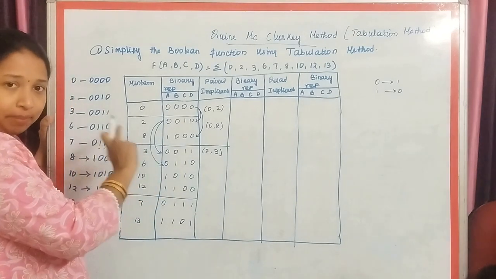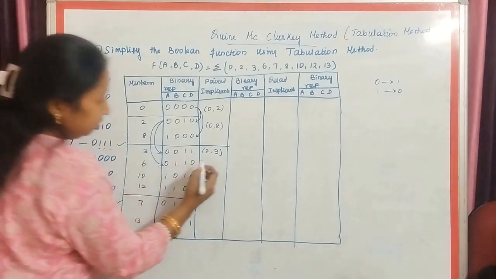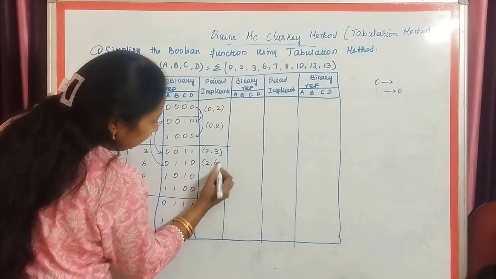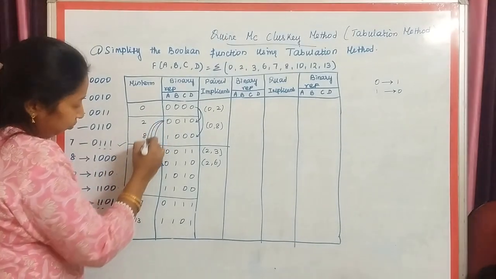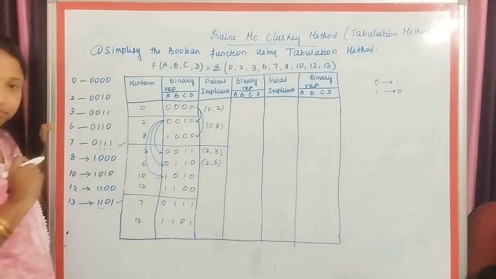So is this pair a valid pair? Yes. So I'll include 2, 6 again as a valid pair. Understood? Now, check 2 with the number 10.